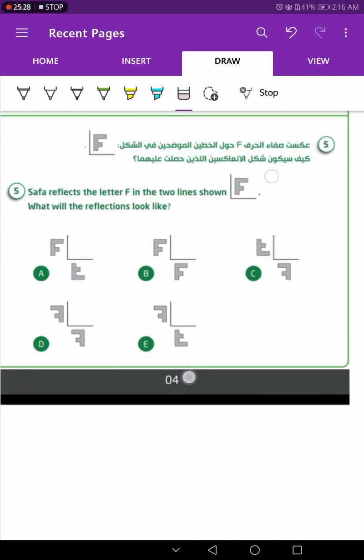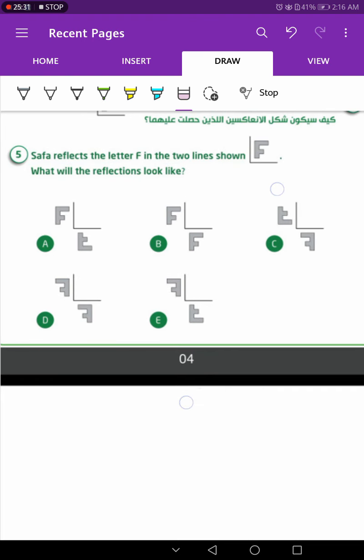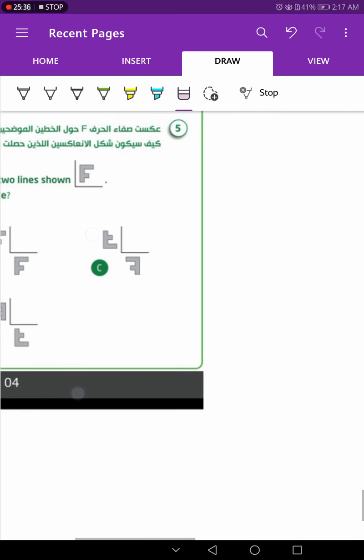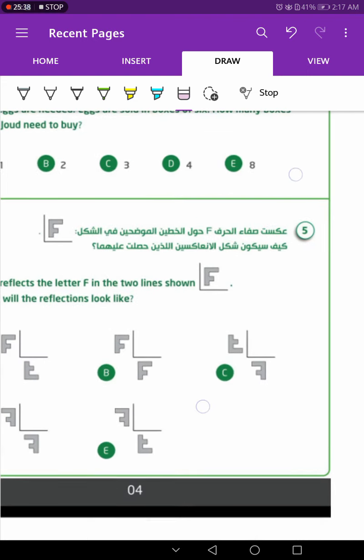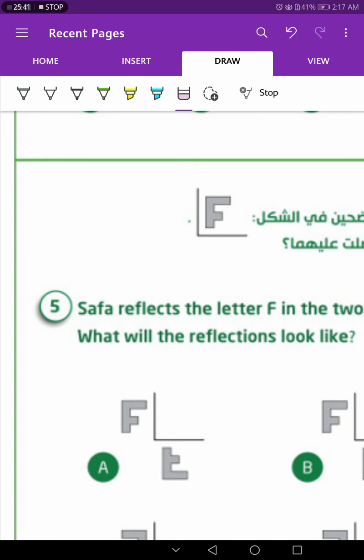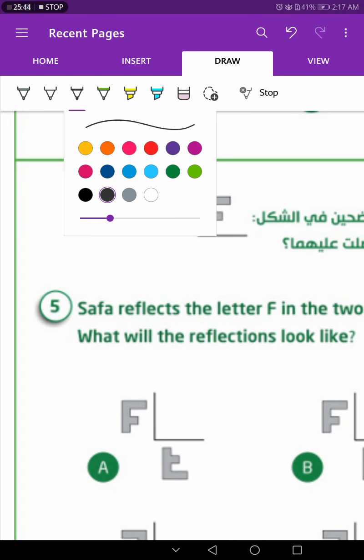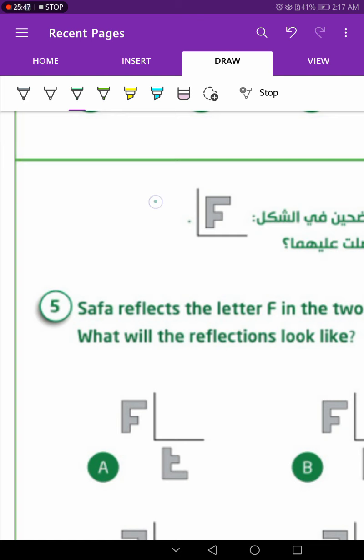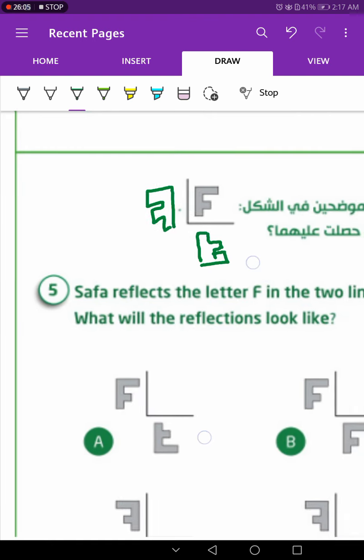Let me take it, make it the last one. Safa reflects the letter F. You know what is the meaning of reflect? Yes, you see this F, okay, will look at the mirror. Okay, will look at the mirror. See, this is the first reflect. Okay, the second reflect. Yes, it looks like this one. So which one is it?